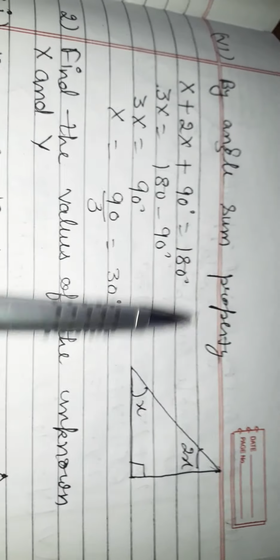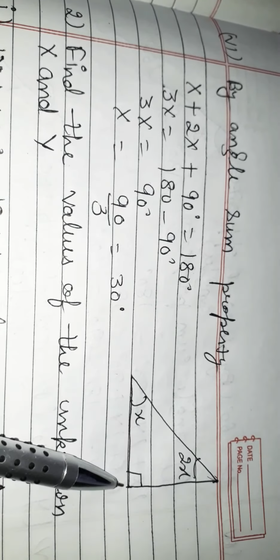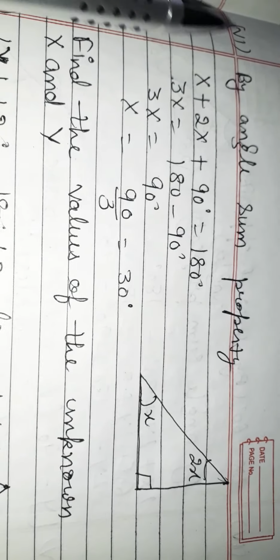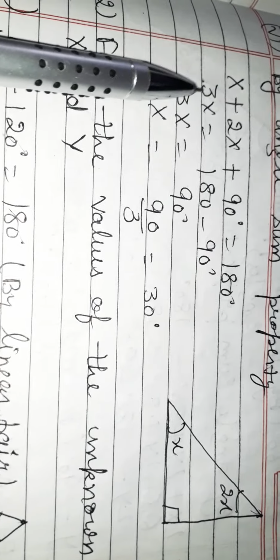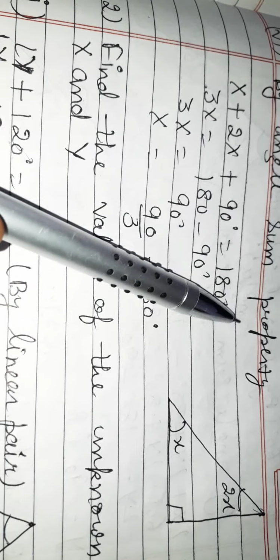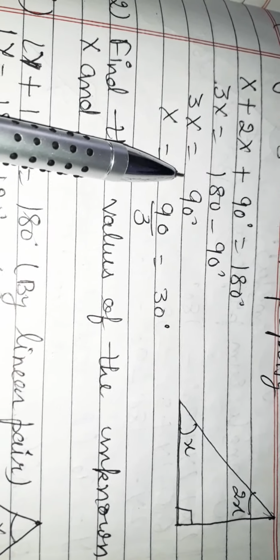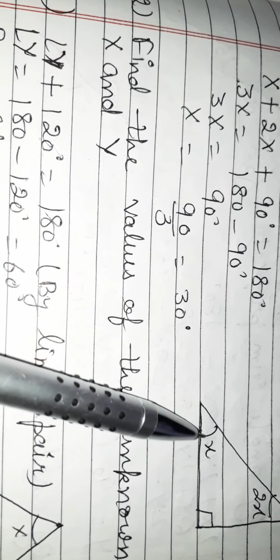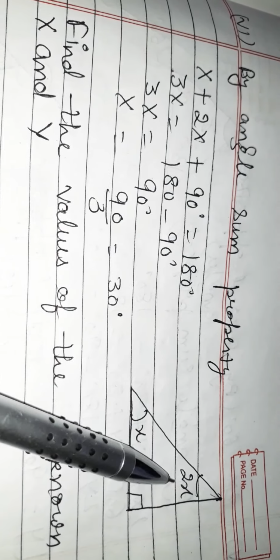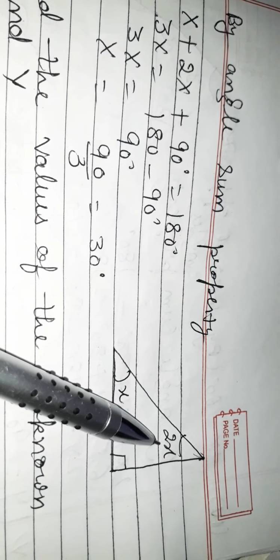Sixth part is here is angle 2x, x and 90 degree. I will use all these three angles. X plus 2x plus 90 degree is equal to 180 degree. X plus 2x means 3x. I will take this 90 on the RHS. 180 minus 90, it will become 90. X की value आ गई, 90 by 3 is equal to 30 degree. It means this angle is 30 degree and this angle is double of 30, means 60 degree.